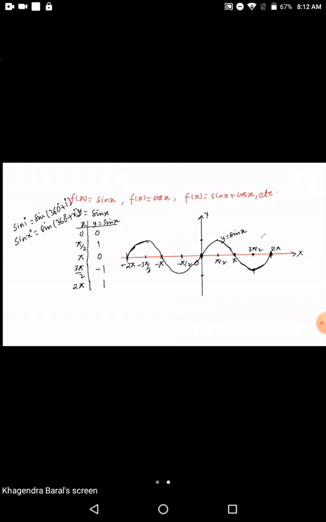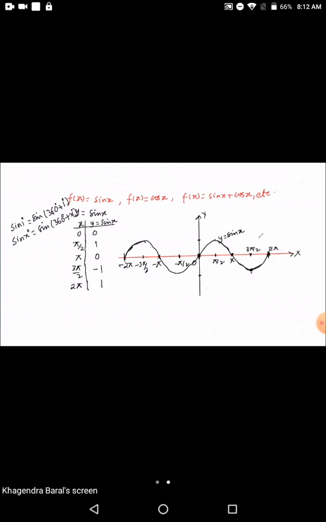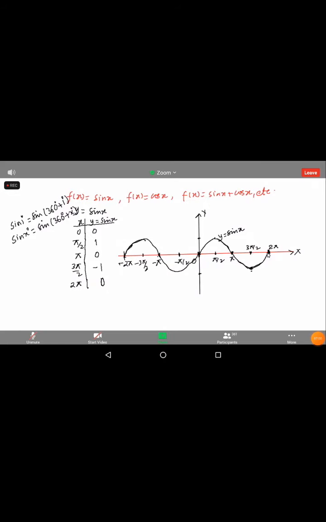Clear, sir? The value of 2 pi is 0. Thank you for the correction. 2 pi minus 0, I substitute it, it is okay. 0, 1, 0, minus 1, 0, like this.